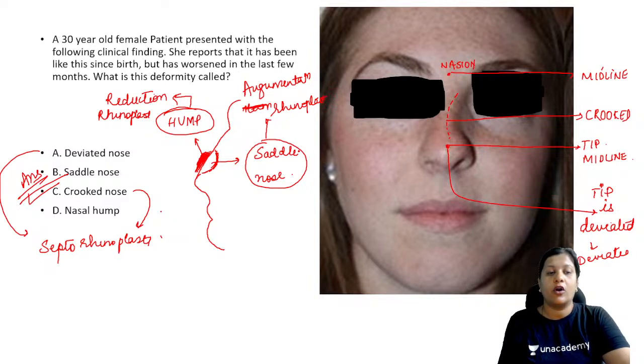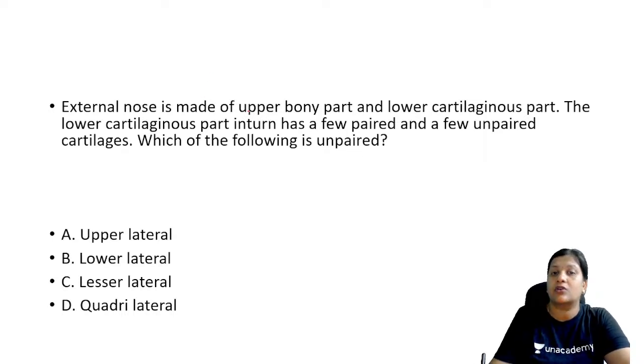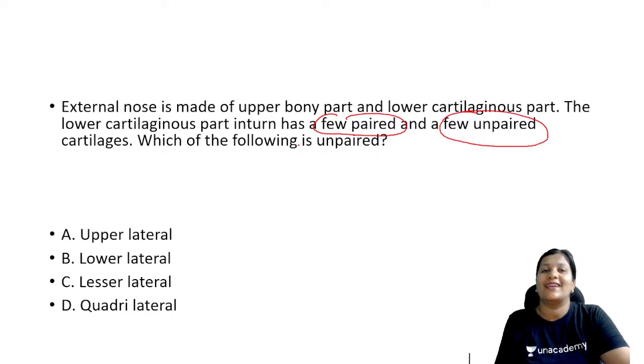So I hope all of you got the understanding of the deformities of the external nose in one MCQ. Okay, let's go to the next question. External nose is made up of an upper bony part and a lower cartilaginous part. The lower cartilaginous part in turn has a few paired and a few unpaired cartilages. Which of the following is unpaired? The upper lateral cartilage, lower lateral cartilage, lesser lateral or quadrilateral cartilage. So which of them is an unpaired cartilage? If you know the external nose anatomy, it's going to be pretty simple for you to answer this question.